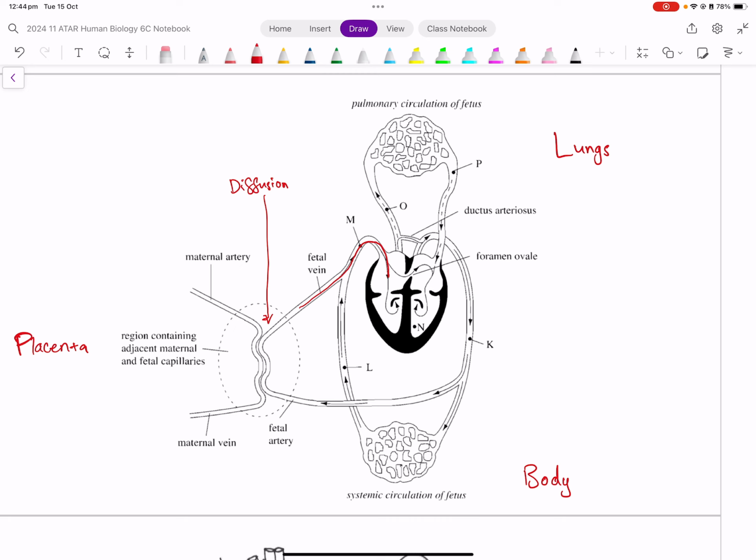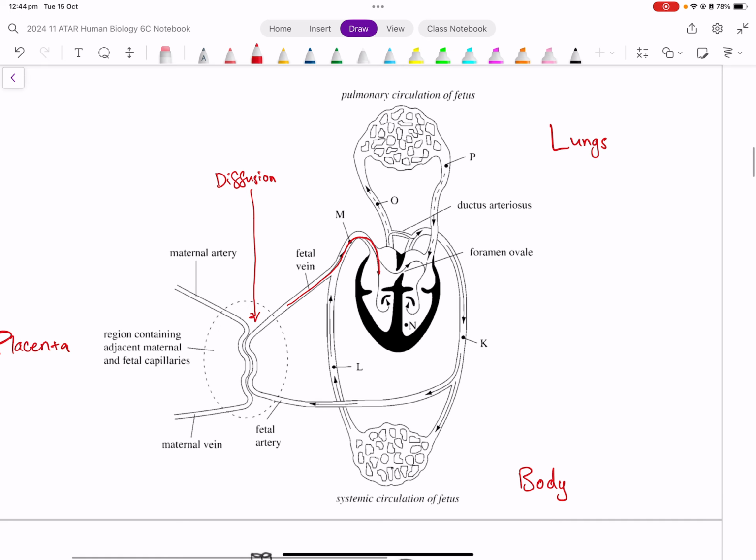From here, blood has two possible options. Blood can either continue as it normally would through the right ventricle out into the pulmonary artery, but instead of being able to make it all the way up to the lungs, due to a really high pressure gradient, blood can't travel into the lungs, and only a small amount ever really does.